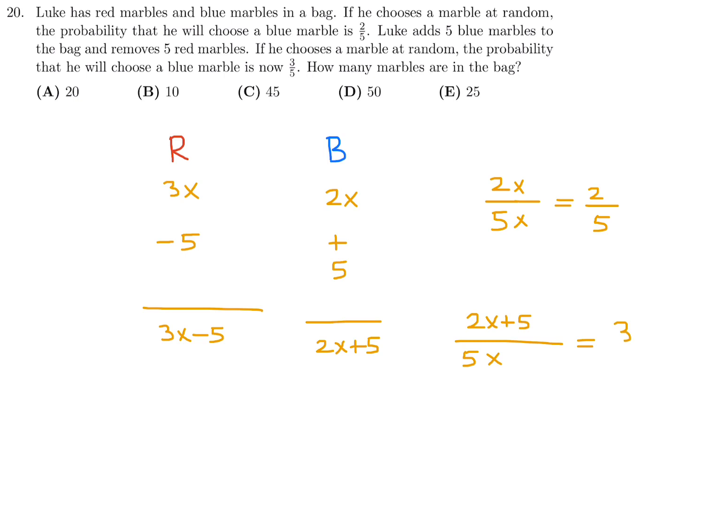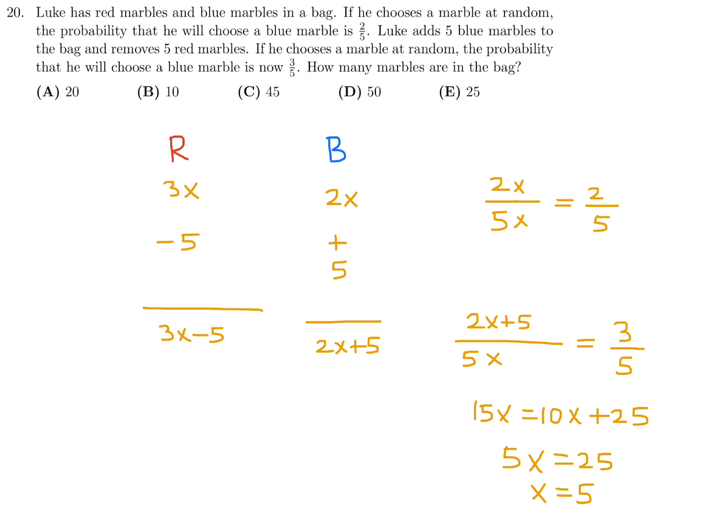And that is 3/5. So we have to now solve for x. Cross multiply and you get 15x is equal to 10x plus 25. And therefore this is 5x is equal to 25. And therefore x is equal to 5.